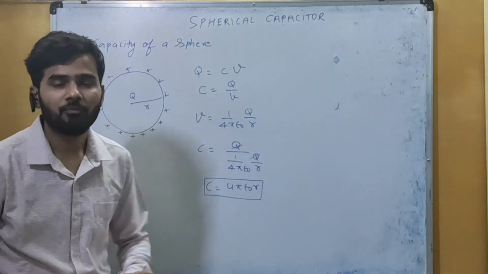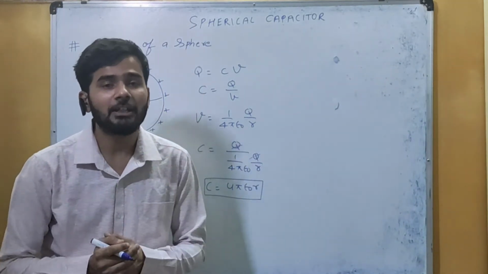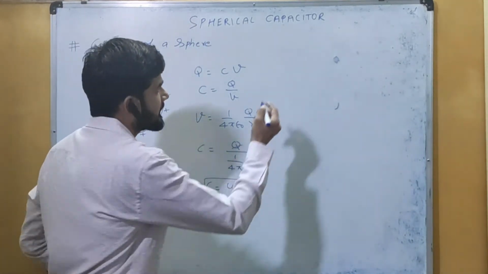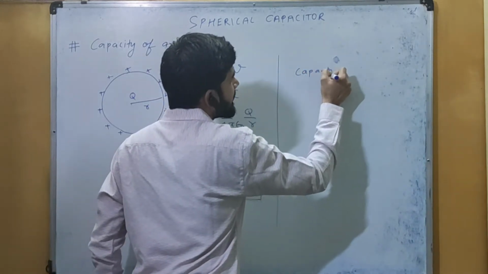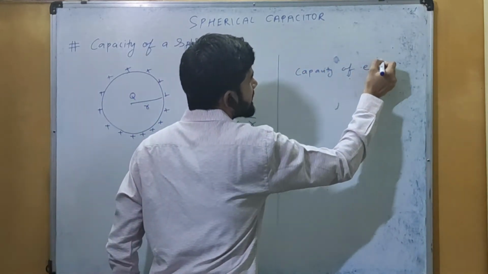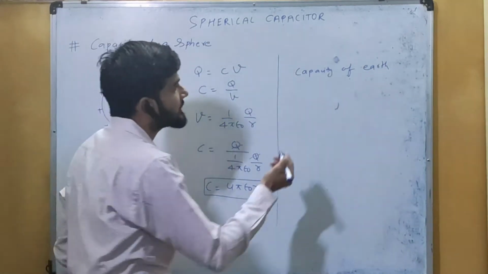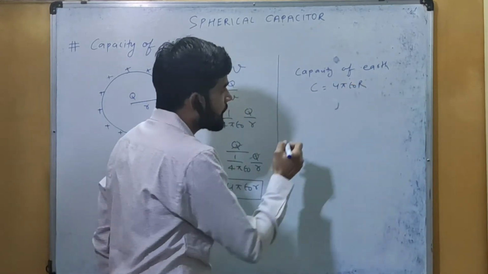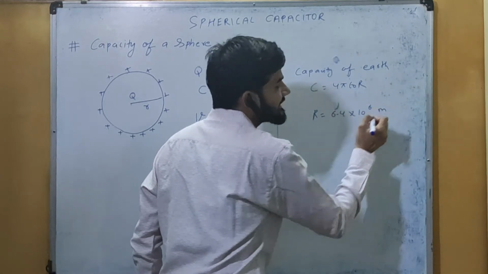Now our earth, that is also spherical, we are considering it to be spherical. So let us find the capacity of the earth. If we want to find the capacity of earth, then we have this small r, that is the radius. So we will consider here the radius of earth. C equals 4 pi epsilon naught r. What is the value of r? That is equal to 6.4 into 10 to the power 6 meter.